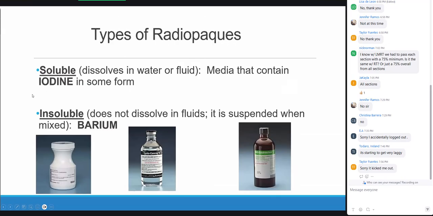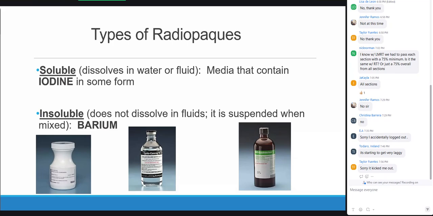There are two types of radiopaques, soluble and insoluble. A soluble dissolves in the fluid or water, and most of the time it does contain iodine in some form, and it does not settle. When it comes from the manufacturer, the soluble contrast is distributed evenly throughout the fluid. Okay.